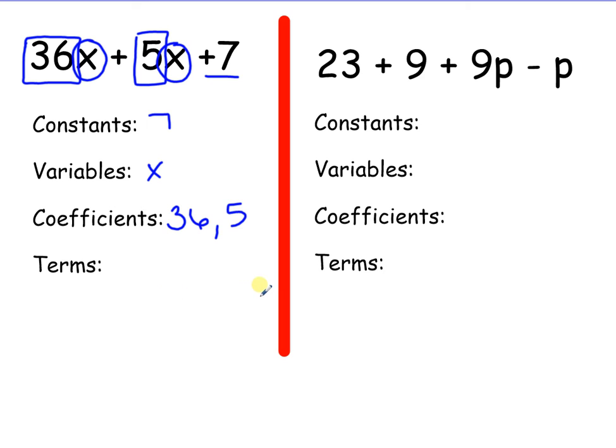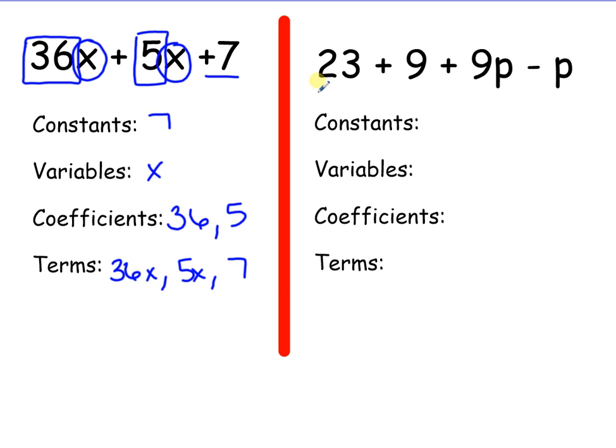And last but not least, we need to list out the terms. So our first term is 36x. The second term is 5x. And the third term is 7. All right, let's look at another example. So we have 23 plus 9 plus 9p minus p.